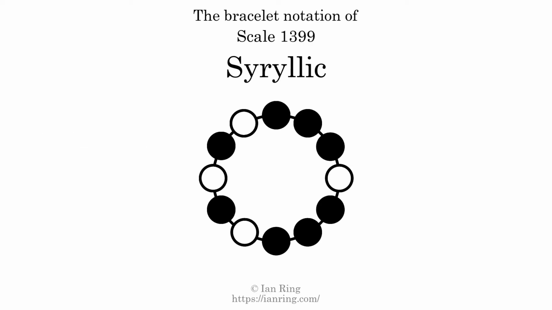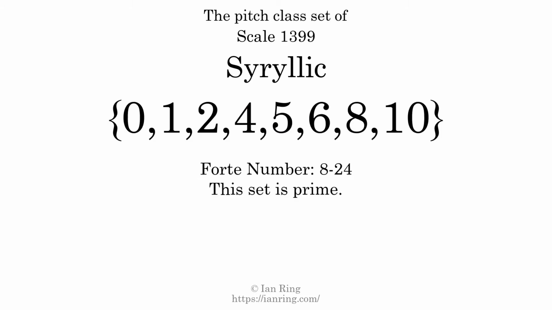This is a bracelet notation diagram of scale 1399. The shaded circles represent tones that appear in the scale, and they are read clockwise, starting at the top. The pitch class set for this scale is 0, 1, 2, 4, 5, 6, 8, 10. The Forte class is 8-24.